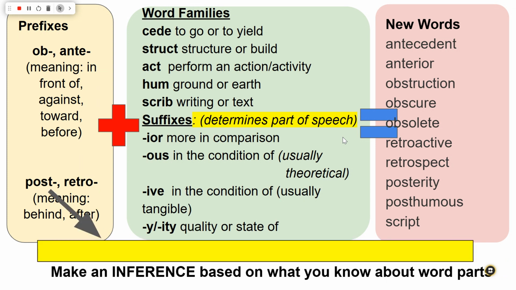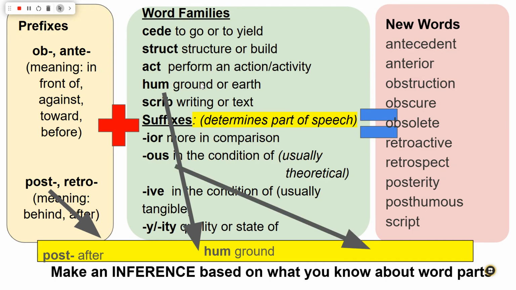And then finally, the last word we're going to go over, or we're going to predict together, is post, which means after. Hume, which means ground or earth. Interestingly enough, hume is going to connect to the word human or humanity. And we'll talk about that when we get to posthumous. And then the ous part is, again, in the condition of.